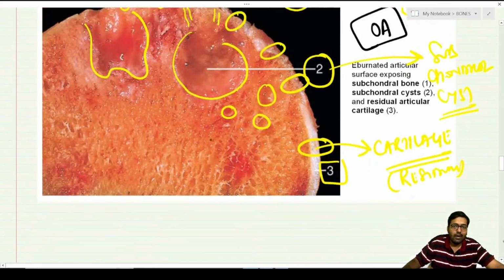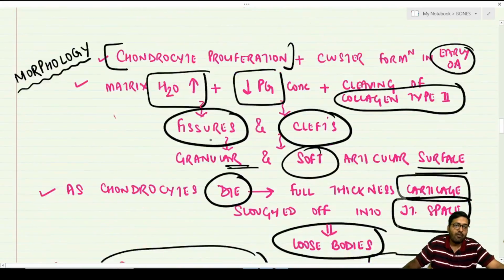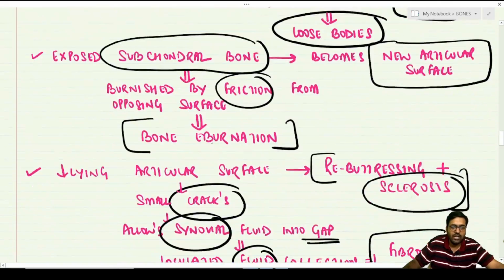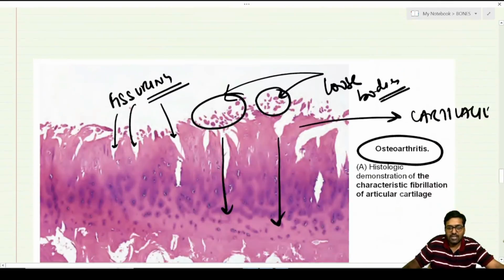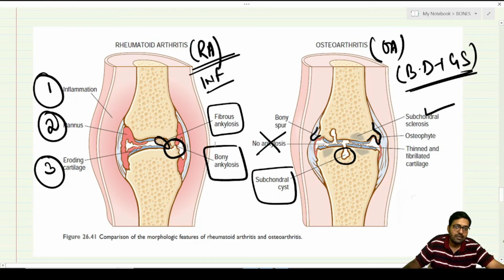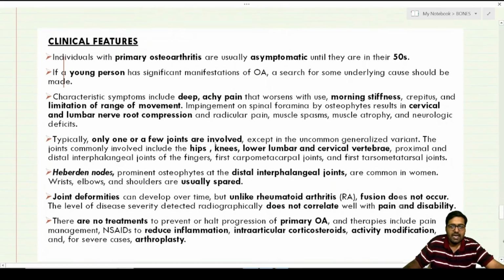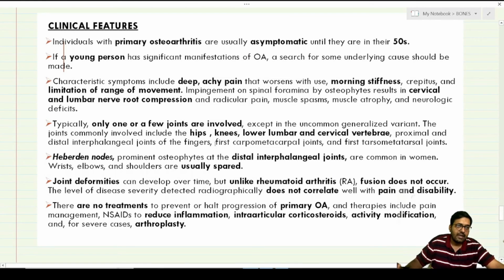So this is all about the morphology of osteoarthritis that we have discussed, both the gross as well as the histologic features, and we have compared and contrasted rheumatoid arthritis versus osteoarthritis as well. Now coming towards the last leg, that is the clinical features of osteoarthritis. Individuals with primary osteoarthritis are asymptomatic until they are 50 years of age.